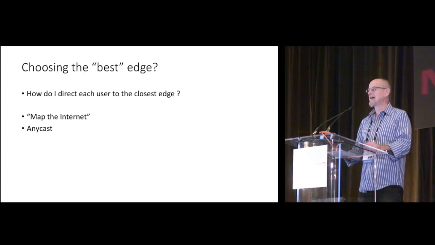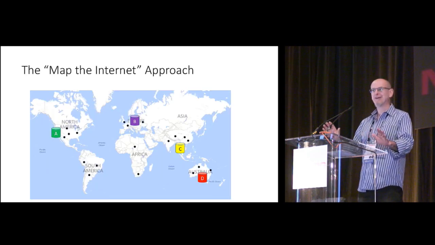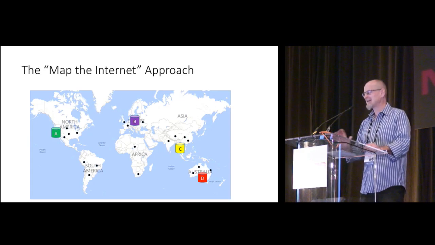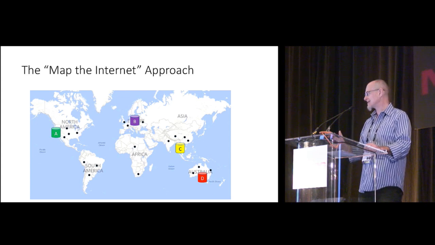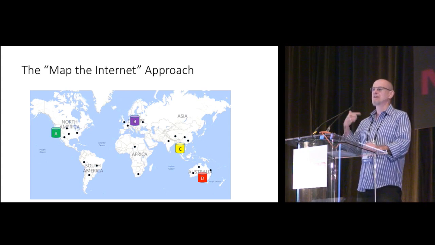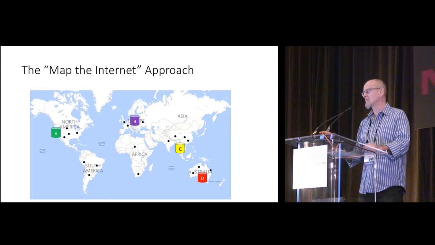So the next section is, how do I direct the user to the closest edge? The classic answer is map the internet, and then we prefer the Anycast. So I'm going to do that one second and say it's better, but everyone can have their own opinion on this. So with the map the internet approach, say you have, here's our example, you have 4 data centers around the world. Let's call them A, B, C, and D, creative naming, and a set of distributed users. And what you want to do is figure out how to get each user to the closest data center to them, because that will give them the best performance.